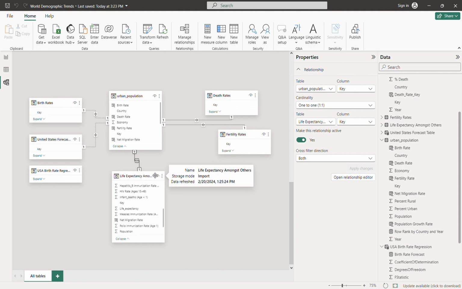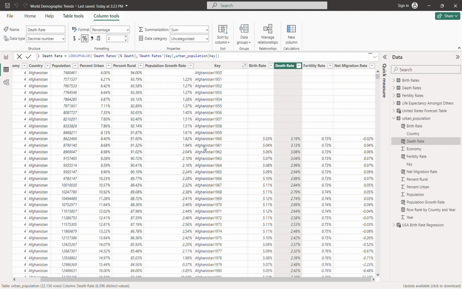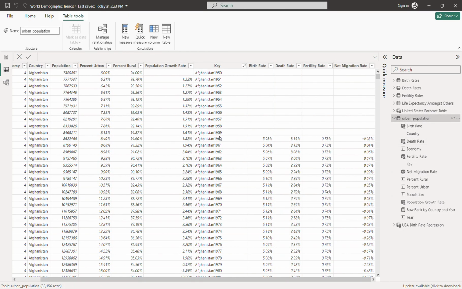The life expectancy table I got from the WHO, while all the other birth rate, death rate, and fertility rate tables were provided by the World Bank. And what I was able to do, let me just go into my urban population table, was look at, for each year, for each country, from roughly 1960 to 2021, the birth rate, death rate, and fertility rates, and then calculate a net migration rate off of that.